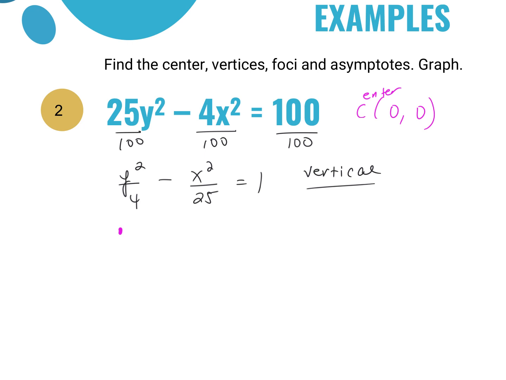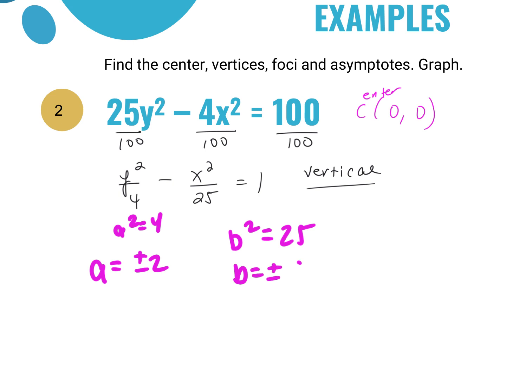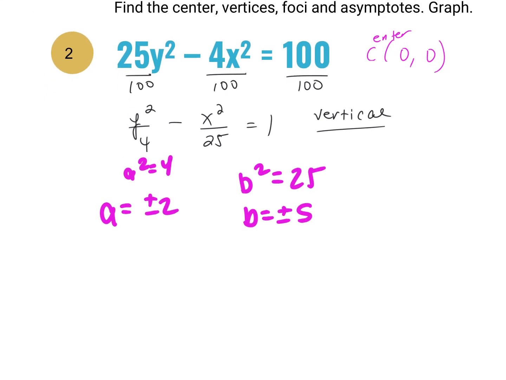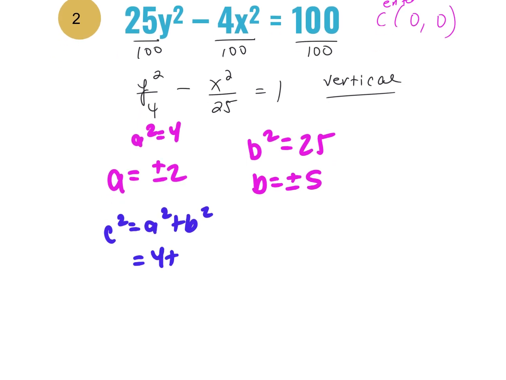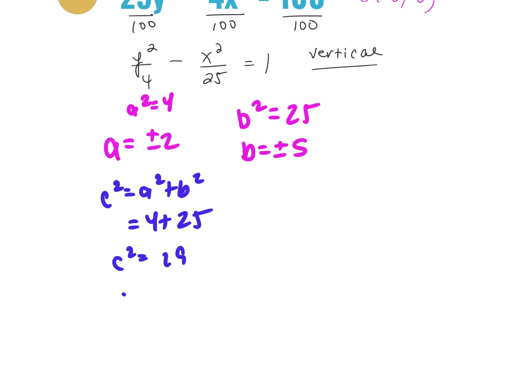Perfect. So what is my a squared value? 4. So a equals plus minus 2. What is my b squared value? 25. So b equals plus minus 5. Do you guys want to go ahead and find c squared? Find your foci value? Sure. So c squared equals a squared plus b squared. So 4 plus 25, c squared equals 29. So your c value is the square root of 29. How much is square root of 29? It's a little bigger than what?